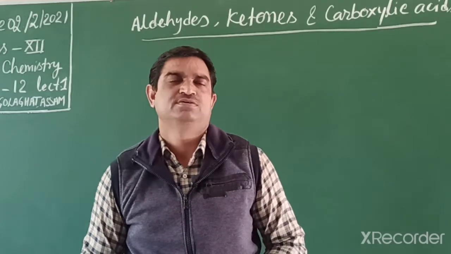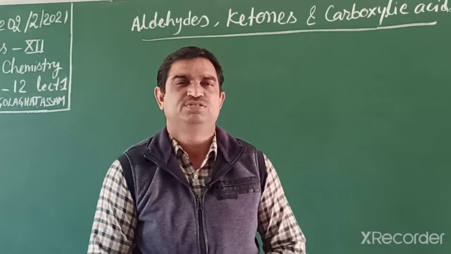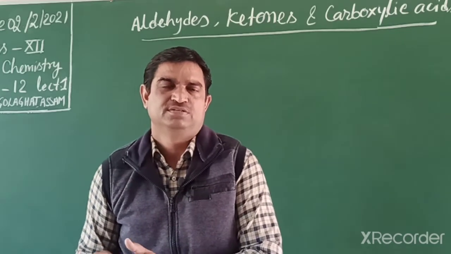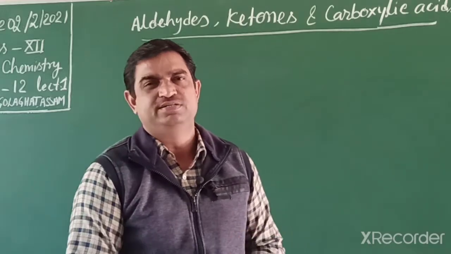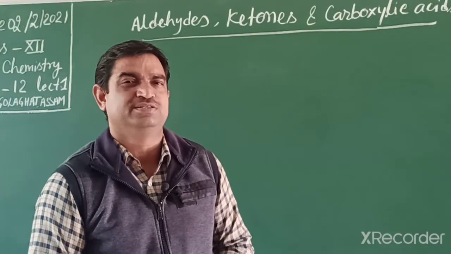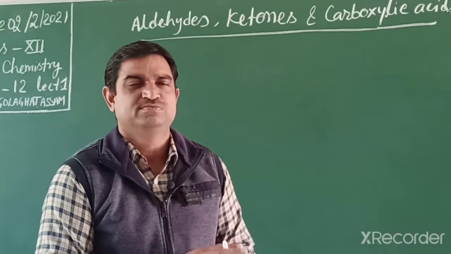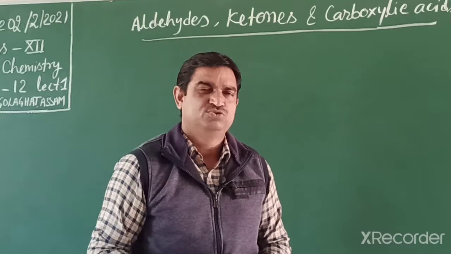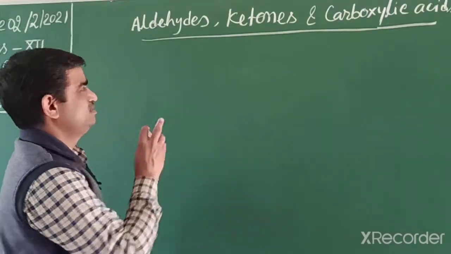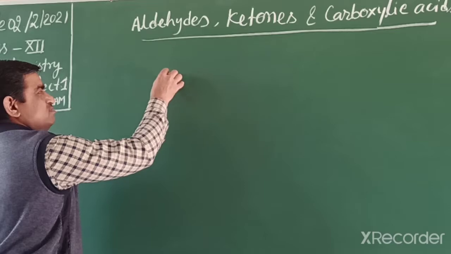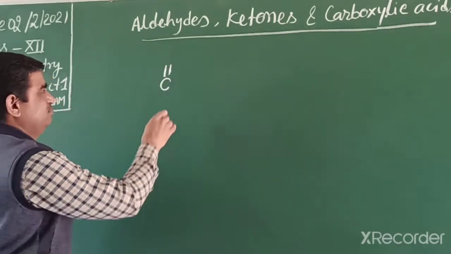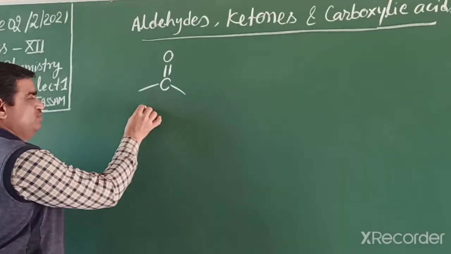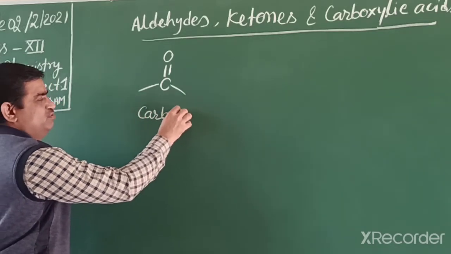Good morning, students. Today we will discuss a new chapter: aldehyde, ketone and carboxylic acid. In an earlier chapter, we already discussed alcohols, phenols and ethers, compounds where there is a single bond between carbon and oxygen. So in this chapter, we will discuss in detail the compounds that have a carbon-oxygen double bond. This group is known as the carbonyl group.